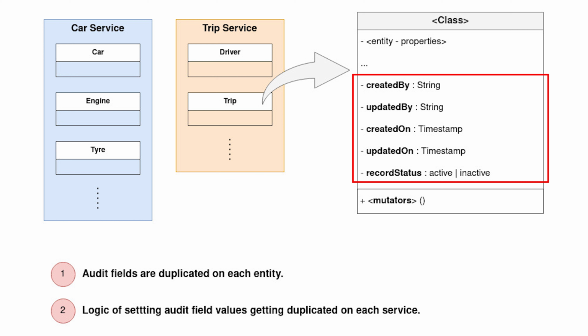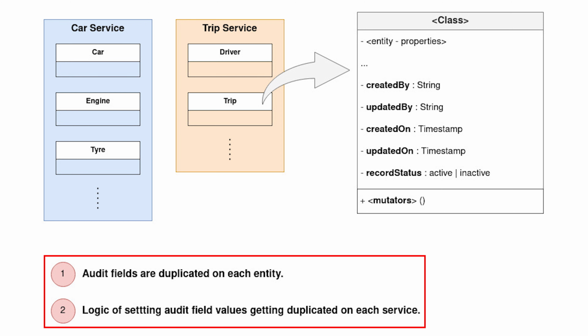So all the entities will have to maintain a common set of fields like created by, updated by, created on, updated on, and record status. So this is according to this example, but those fields could vary based on your requirement. However, those are a common set of fields to all the entities.